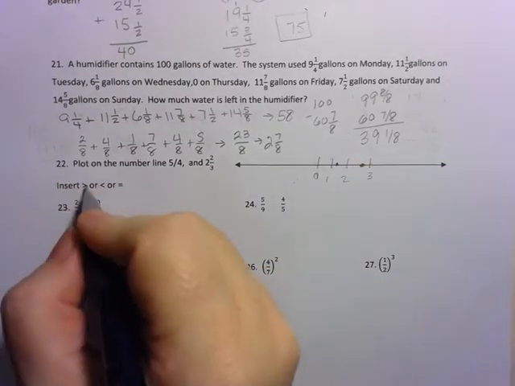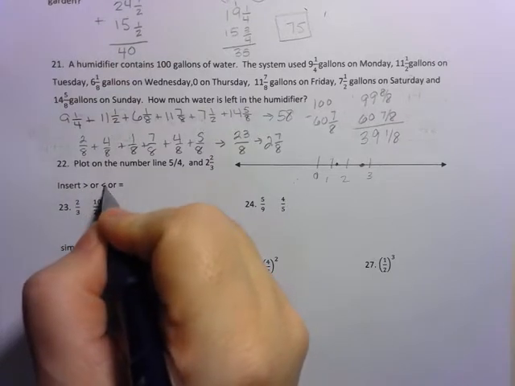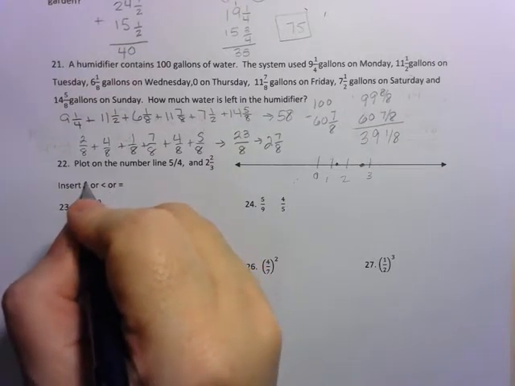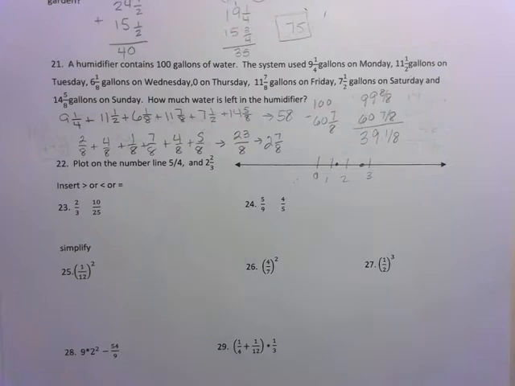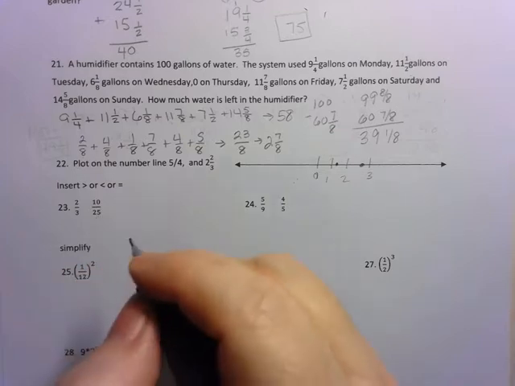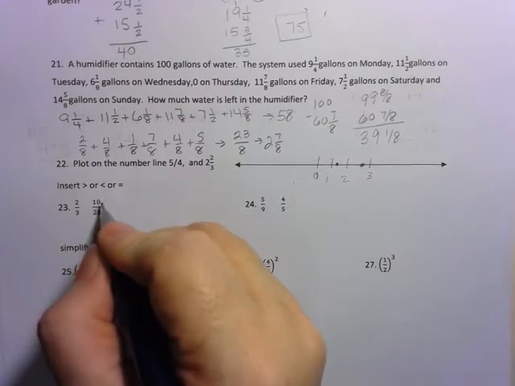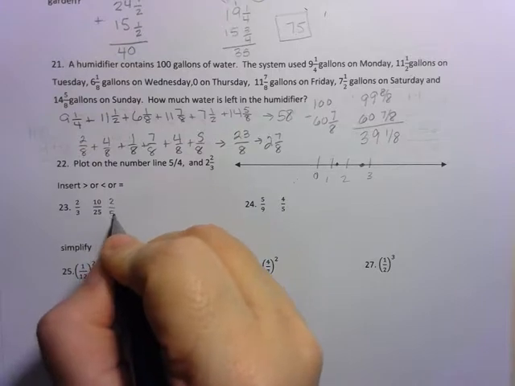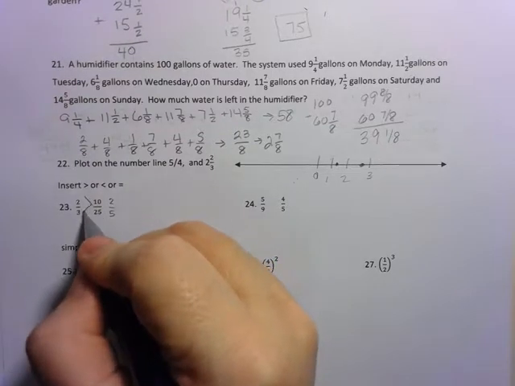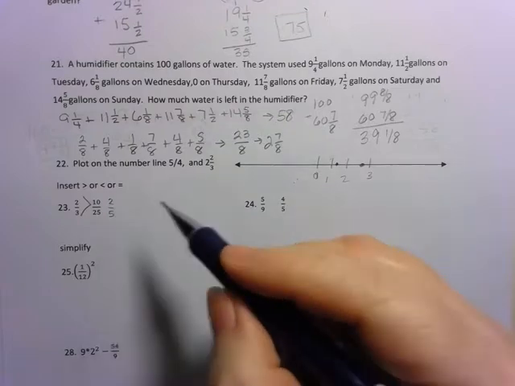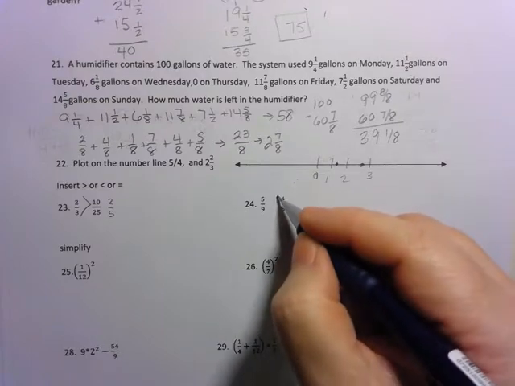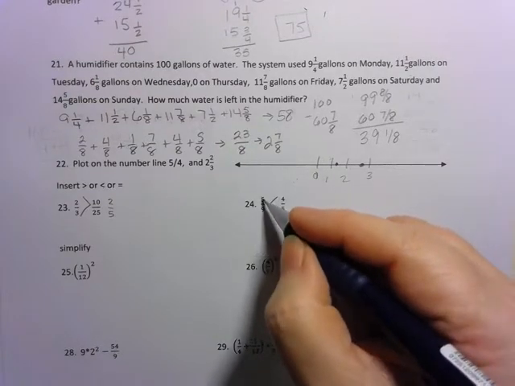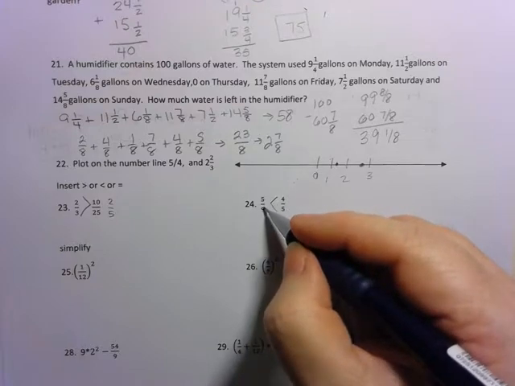So now we're going to insert our greater than or our less than symbol. So this is our greater than, this is our less than. So 2/3, is 2/3 greater than, or let's see, what would this be? This would be 2/5. So 2/3 is greater than 2/5. How about 5/9 and 4/5? 4/5 is almost 1, whereas 5/9 is a little bit more than a half.